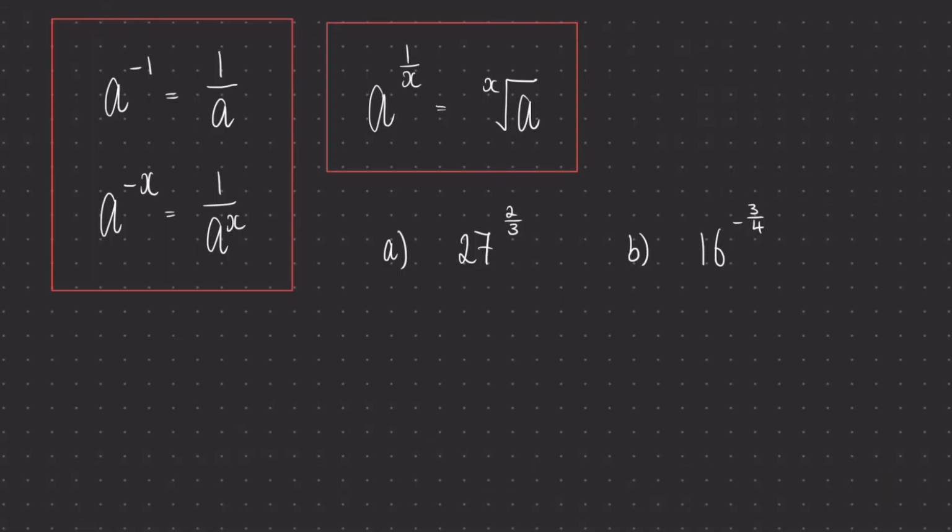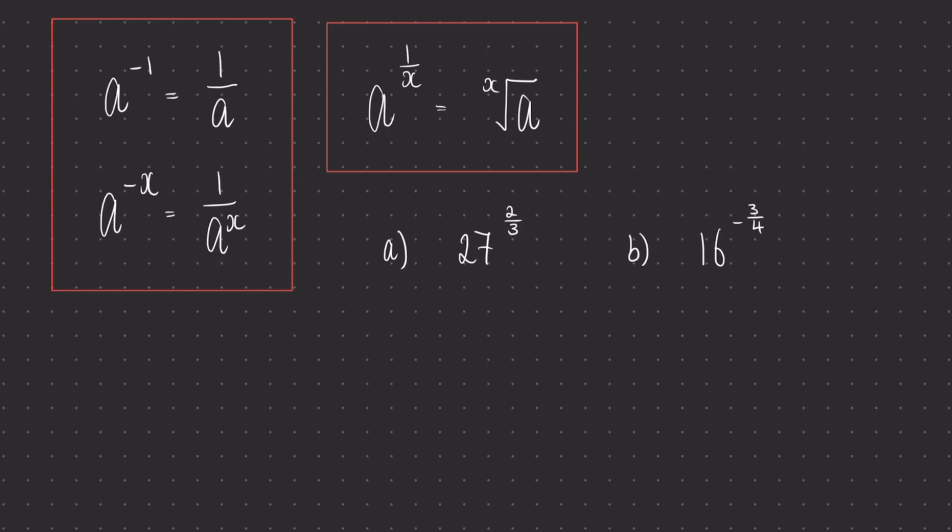Here we're going to look at more complicated indices. And I'll teach you a method that is pretty foolproof that we can use to simplify and work out these problems here. Let's take a look at part A. So we've got 27 to the power of 2 over 3. Now, nowhere do I have a rule that helps me figure out what the power of 2 over 3 means.